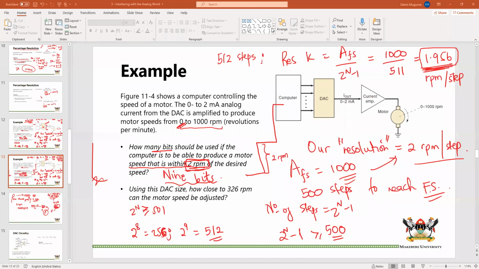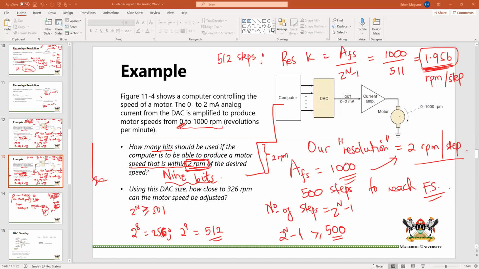Ian was asking, how do you know that the 2 is the resolution? The question tells you that whatever number you pick, it should be within 2 revolutions per minute of what the analog output is. Remember, the analog output is pseudo analog. It jumps in steps of 2. So how do you ensure that if I come up with a random number, it will be within 2? If you interpret the question, that tells you that the maximum accepted jump is 2 revolutions per minute.